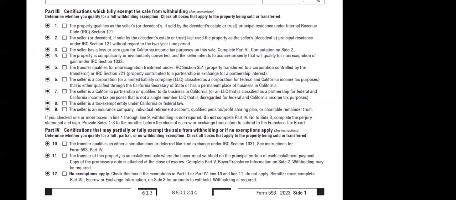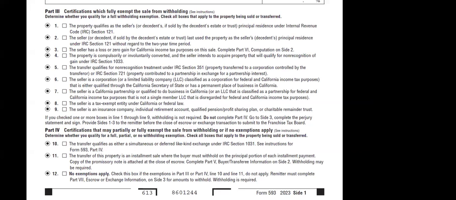Another question. So is this form given during escrow? Yes, by the escrow officer. That's correct. Ultimately, it's the responsibility of the client, but let's face it, we end up doing that.